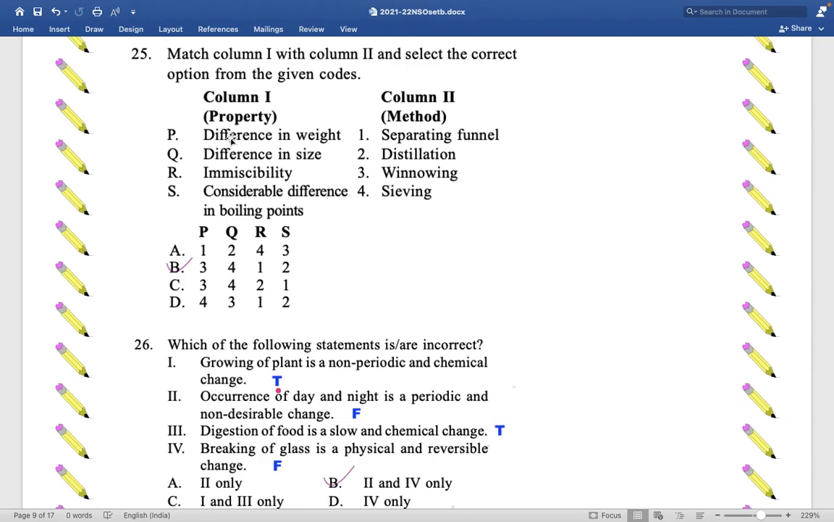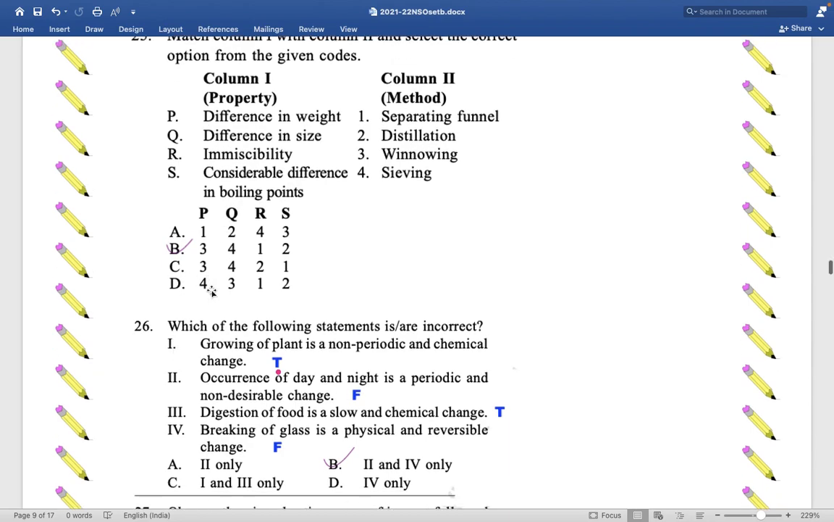P can be separated with the difference in weight. To separate with a difference in weight, we can use winnowing. Difference in size can be sieving, immiscibility is the separating funnel, and considerable difference in boiling points is distillation. So B is the correct option.